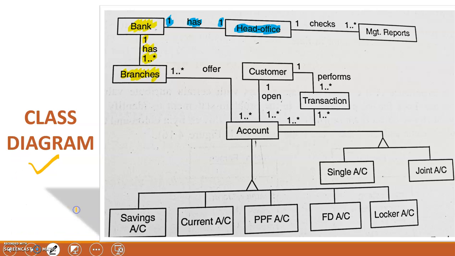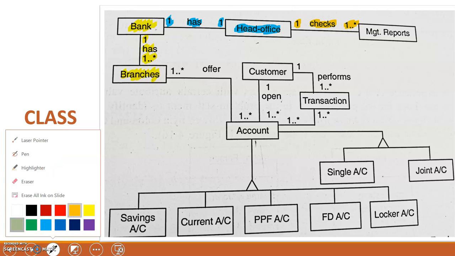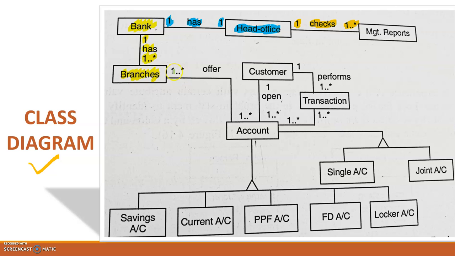The next, one head office can check one or more reports, or it can generate multiple reports. So the relationship is 1 to many. Now the next relationship, branches. One branch can offer one or more accounts. In the similar way, one or more branches can be there, so here we mean to say that many branches offer many accounts, right?